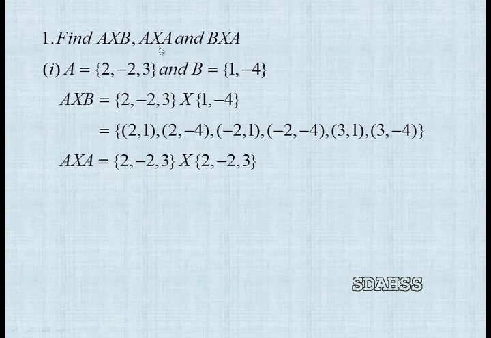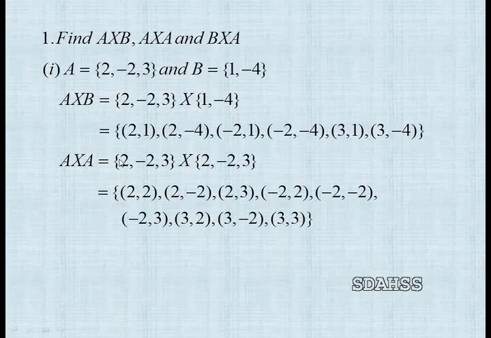Then find A cross A. Find the Cartesian product of A cross A. First you have to write the set A. The set A is {2, -2, 3} cross {2, -2, 3}. Then find the Cartesian product. This can be written as (2, 2), (2, -2), (2, 3), (-2, 2), (-2, -2), (-2, 3), (3, 2), (3, -2), (3, 3).